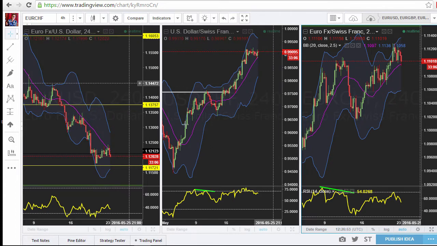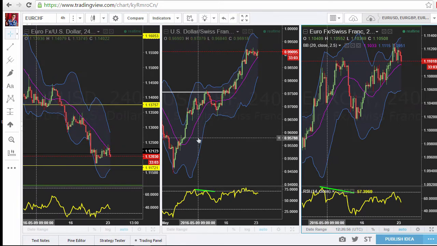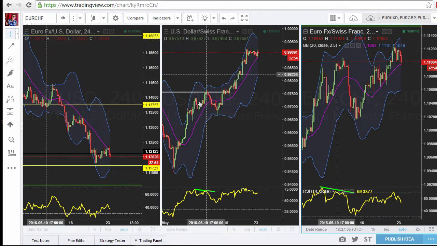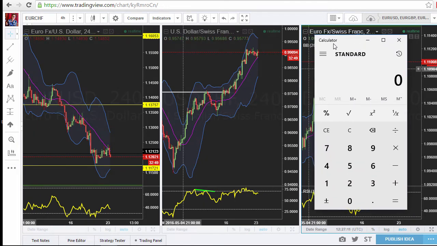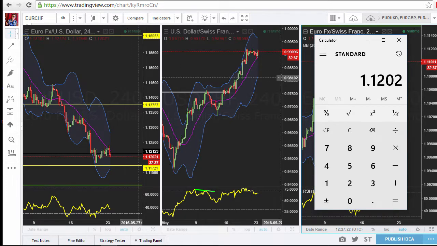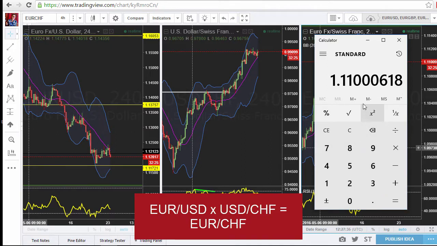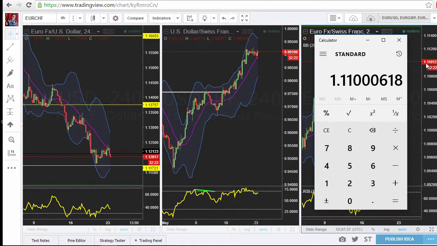And now just to show you that all those charts are very highly interconnected, we can calculate the exchange rate of the euro Swiss franc by just looking at the euro USD and the US dollar Swiss franc. So let's take our calculator, and we see that the current euro USD rate is 1.1202. And the current rate of the US dollar and the Swiss franc is 0.9909. And when we multiply those two values, then we see we have 1.11. And when we look here on the euro Swiss franc, we see that this is also true. And by multiplying the two pairs here, then we get the third exchange rate.